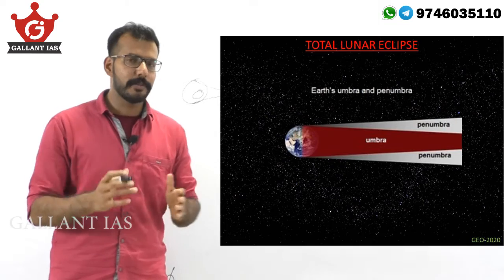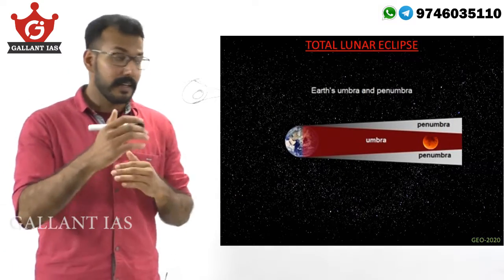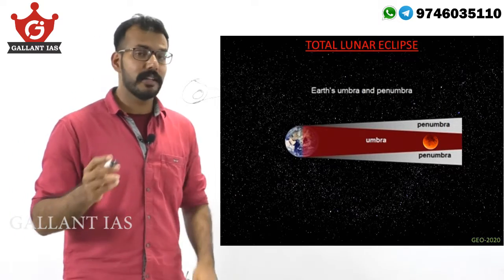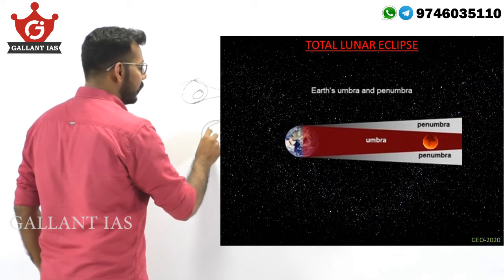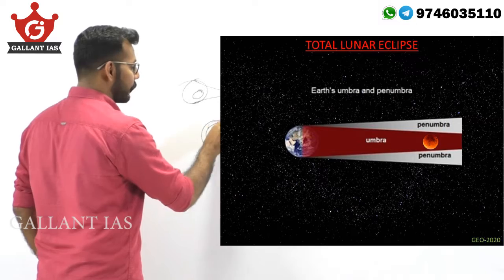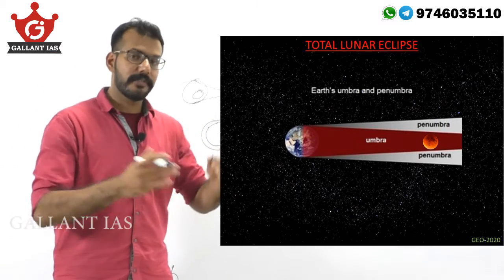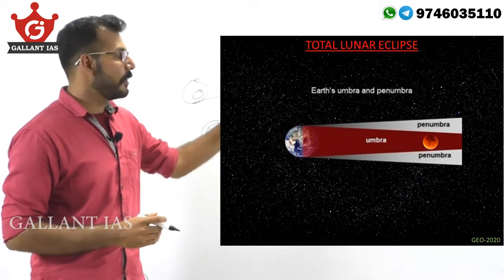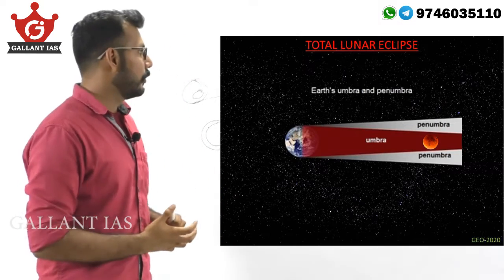In a total lunar eclipse, something peculiar happens. The moon becomes red. It's called a red moon. This happens because of the atmosphere of the earth. There are millions of dust particles in the atmosphere of the earth, and these particles scatter the blue rays and refract the red. And the refracted red falls on the moon's surface and it appears red. That is a total lunar eclipse.